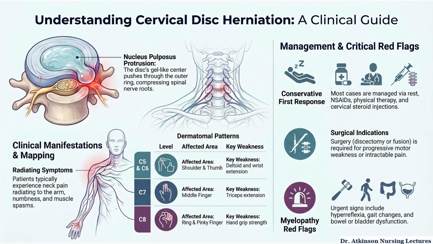Cervical disc herniation occurs when the nucleus pulposus compresses a cervical nerve root or spinal cord. Key symptoms include neck pain, radiating arm pain, numbness, tingling, and weakness following dermatomal patterns. MRI is the gold standard diagnostic test.